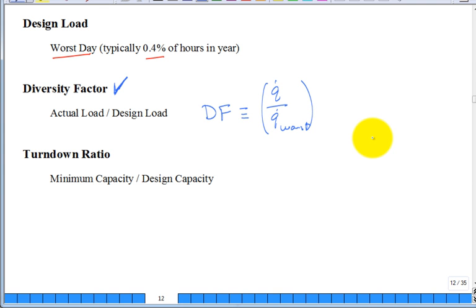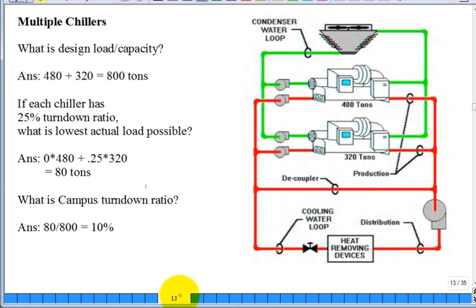It'd be unbearable, etc. So the turn down ratio is the minimum capacity of that piece of equipment or that system compared to the design capacity of that piece of equipment or of that system. The turn down ratio, these make sense. So in a real design, we would have multiple chillers supplying through a manifold chilled water that would go out. They're showing it in the red line, being pumped out to the heat removal devices, air handling units, and then back again.